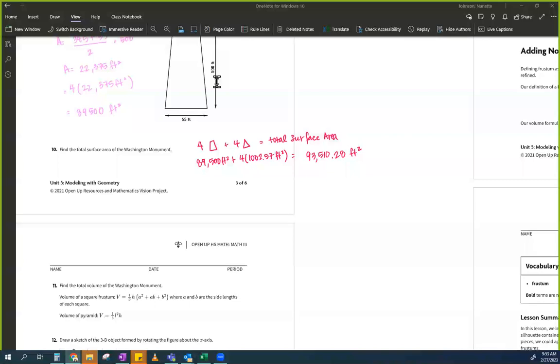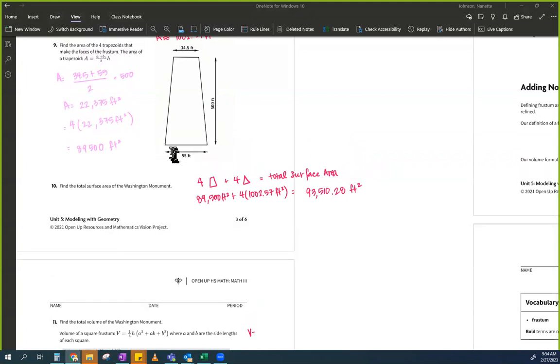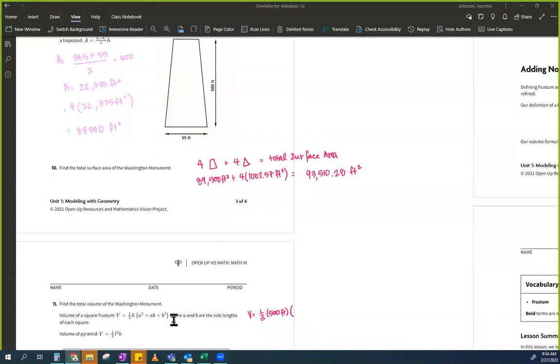So V equals 1/3 of the height, which is 500 feet, times A squared plus AB plus B squared, where A and B are the side lengths of each square. So here is going to be one of your bases, your A or your B, and it doesn't matter which one you choose. And then up here is going to be your other. If you don't want to use this formula, you could use a formula that we did, which we used for a cone kind of, which was cone minus cone. Then this is the shortcut.